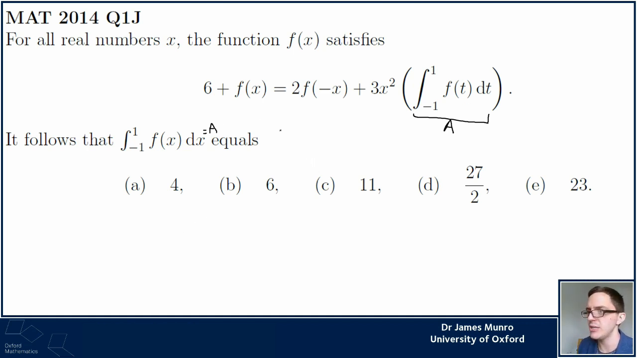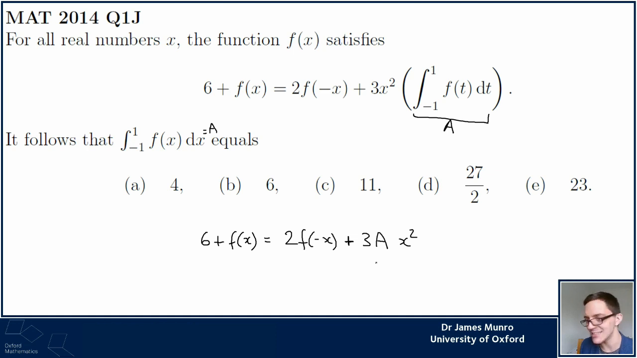So I've got an equation now that says 6 plus f of x equals 2 times f of minus x plus 3a x squared. And now I'm a bit stuck because I've got some f's in here. I've got f of minus x as well. I've got 3a multiplied by x squared, which is a bit awkward to have around. What do I want here? Well, I suppose I want just the integral of f between -1 and 1.